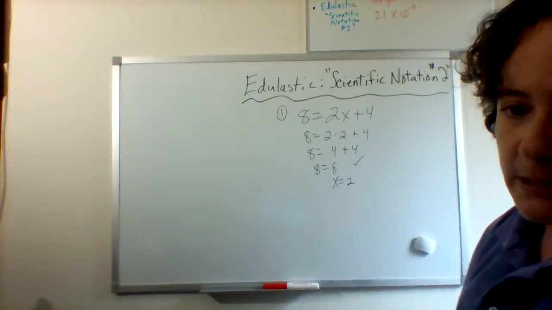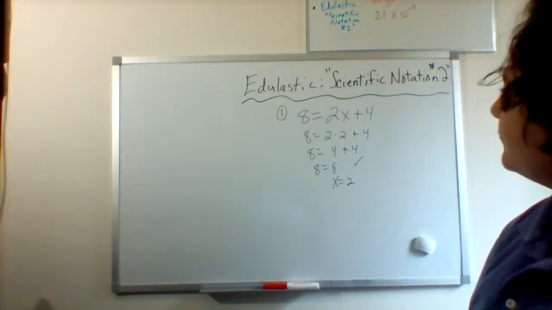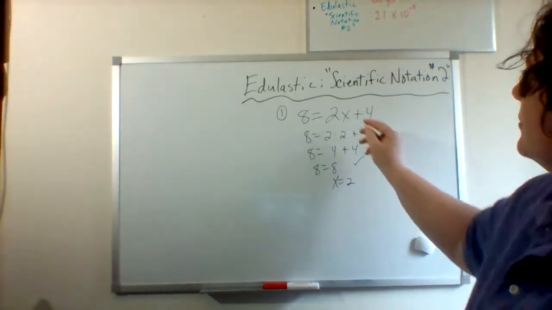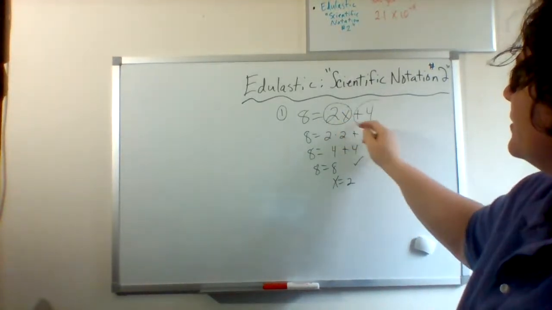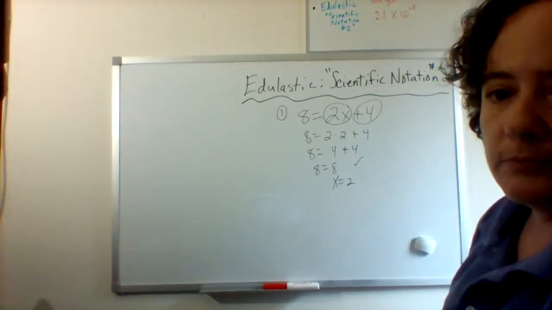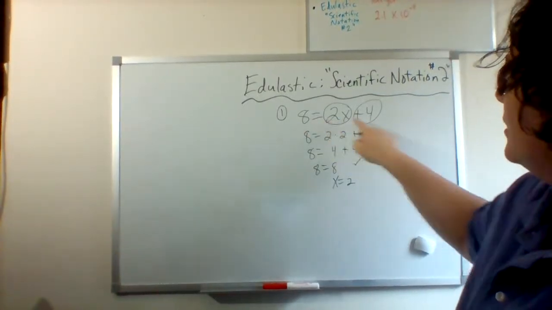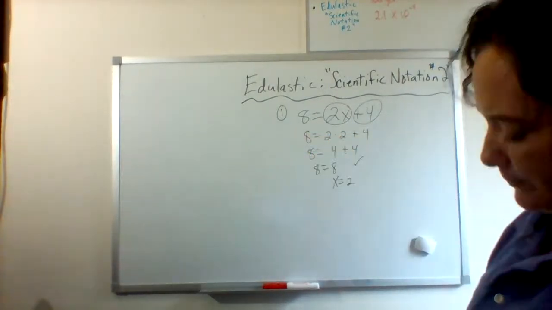You cannot combine like terms because this one has an x and this one does not. So the first step is to subtract 4 from both sides.